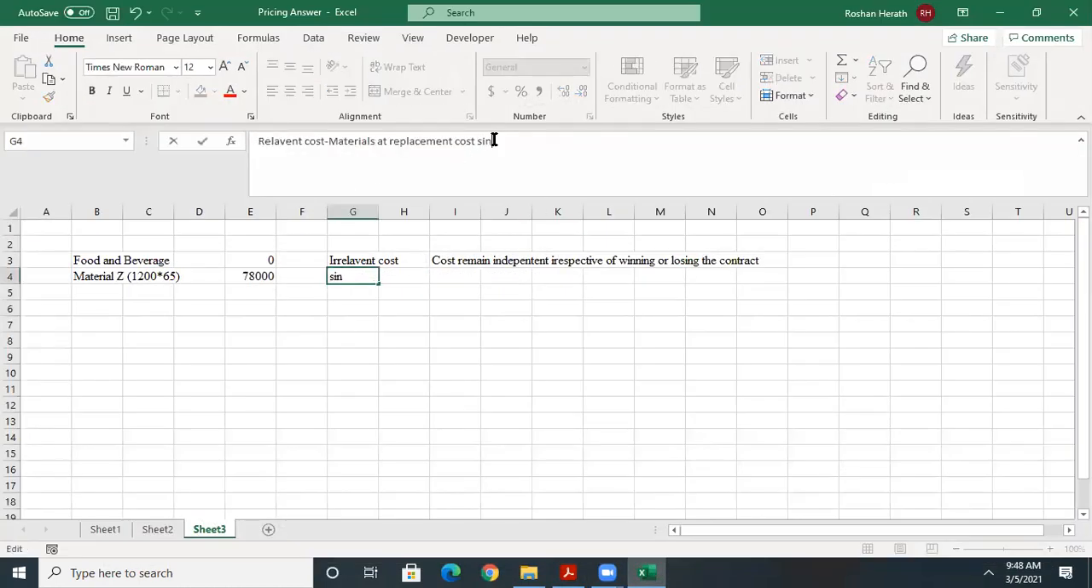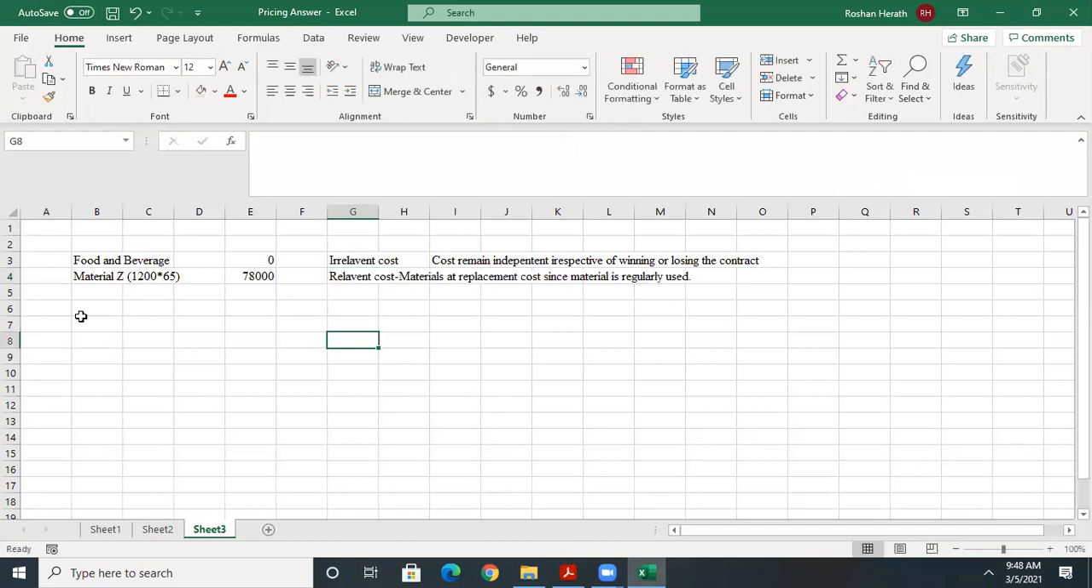Since the material is regularly භාවිතා කරන නිසා අපි ඒක replace කරනවා.